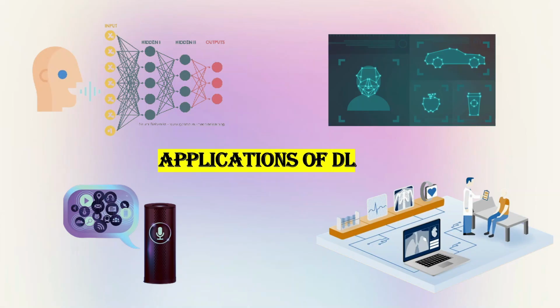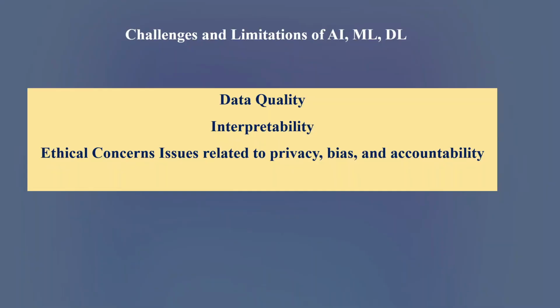Now, let us discuss applications of deep learning. Deep learning is widely used in various fields like voice recognition, which is used to recognize and understand human speech, enabling voice assistants and dictation systems, and image recognition systems, allowing for accurate detection and classification of objects in images. Autonomous vehicles: deep learning algorithms are essential for the development of self-driving cars and other autonomous vehicles. Deep learning is used in medical diagnosis to analyze medical images and assist in the accurate diagnosis of diseases and conditions.